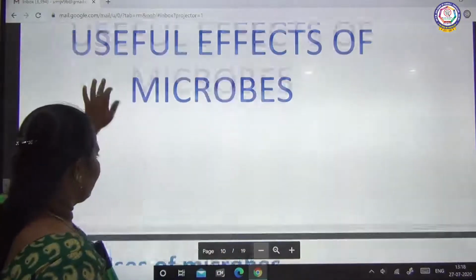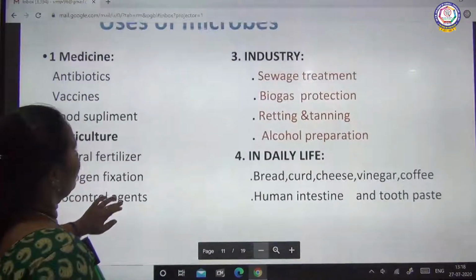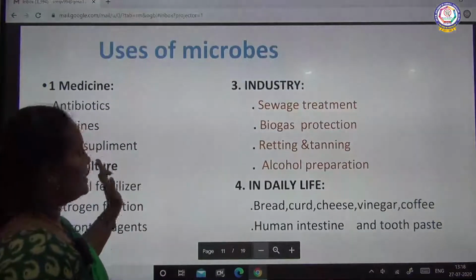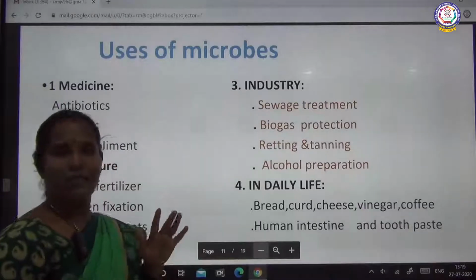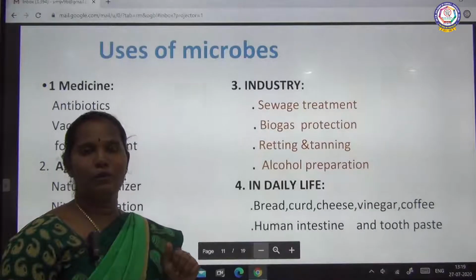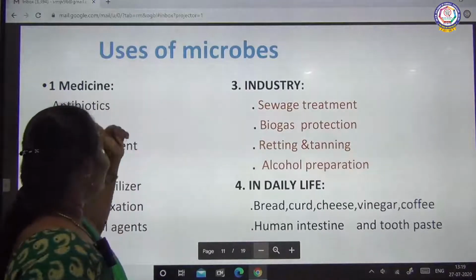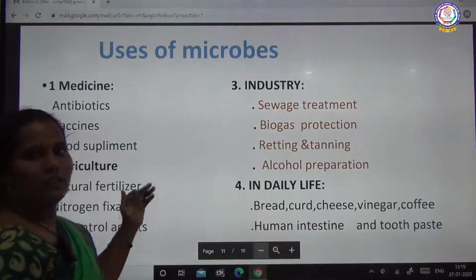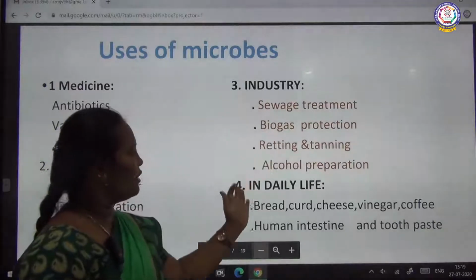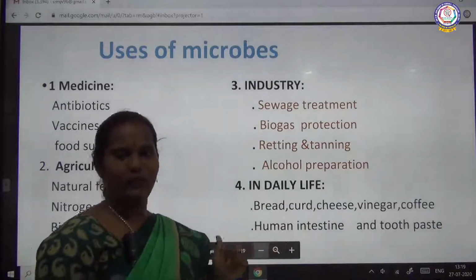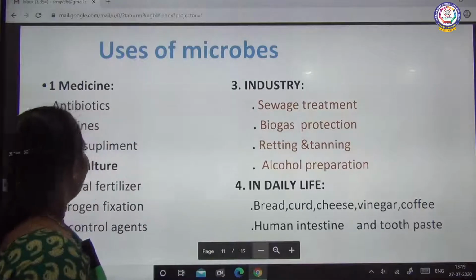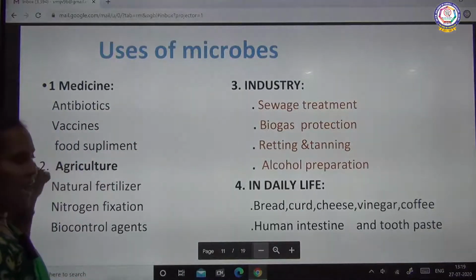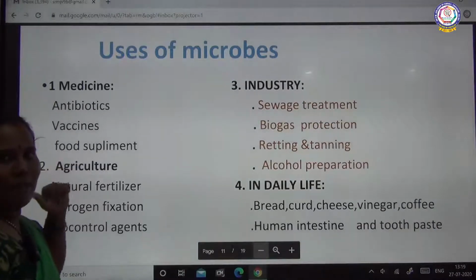See, the uses of microbes are in four fields. What are they? First one is the medicinal field, second one is the agricultural field, third one is the industrial field, and fourth one is the daily life field. In the medicinal field, microbes are used to prepare antibiotics, vaccines, and food supplements.